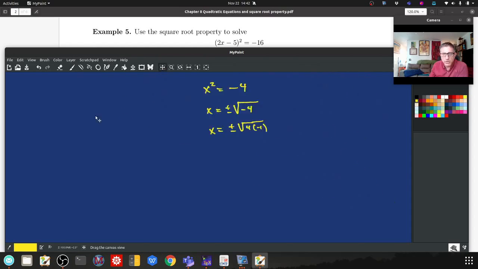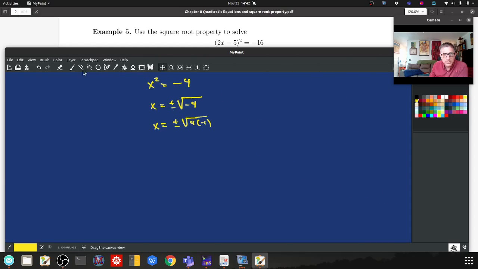Let's get us some more room here. And that's equal to plus or minus, well, the square root of 4 is 2 times the square root of minus 1. So that's equal to plus or minus 2 times i. So basically, we're going to go ahead and use the square root property even though we're taking the square root of a negative number. So in other words, the property extends to complex numbers.